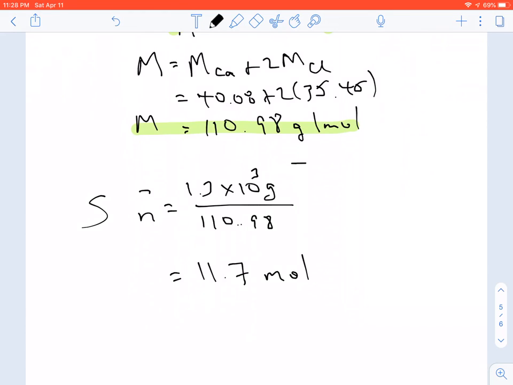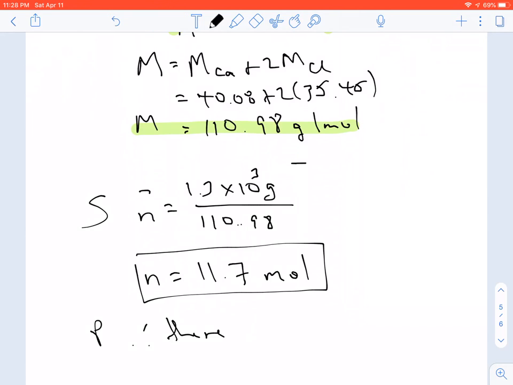Remember our symbol for mole. Gram is g, kilogram is kg, moles is mol. So my number of moles, therefore there is 11.7 moles of CaCl2.